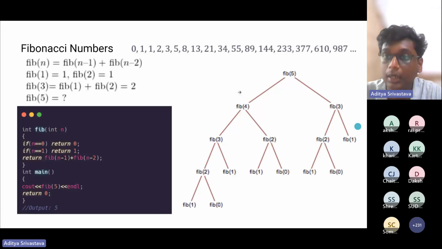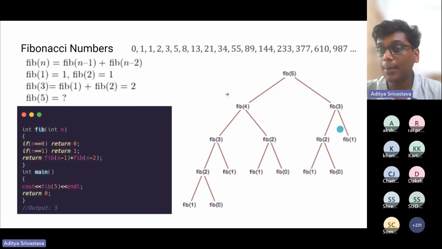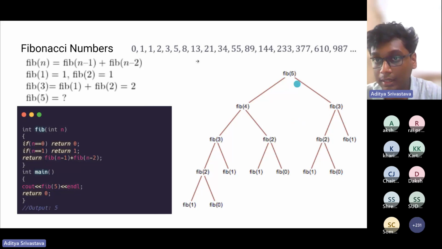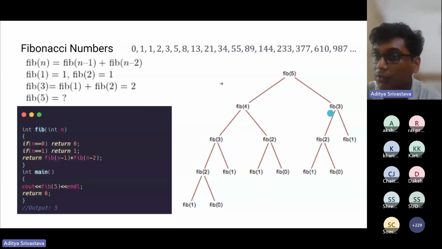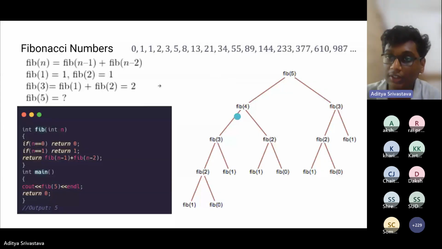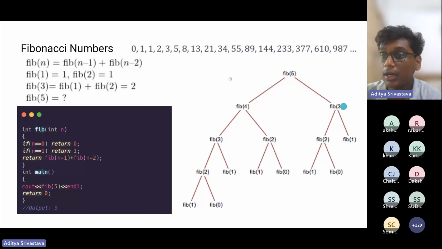Now, there's a clear repetition here. While fib of 5 divides into fib of 4 plus fib of 3, fib of 4 divides into fib of 3 plus fib of 2. So the return value of fib of 4 is fib of 3 plus fib of 2. But we have already calculated fib of 3 here. Basically, your fib of 4 function and fib of 3 function, they both will execute. Fib of 4 function has fib of 3 and fib of 2. Fib of 3 will already be executed by our program, but here it is executed again.